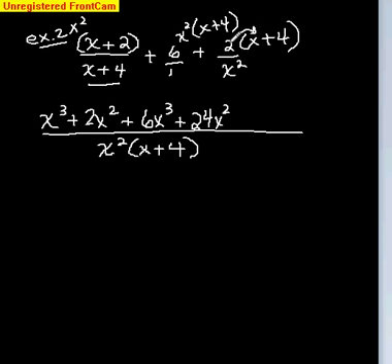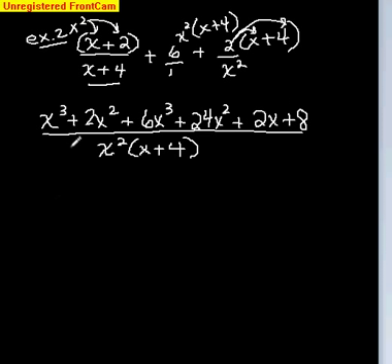We're going to take this times this and this times this. That's why I put the parentheses around there, so you remember to distribute. If you don't put the parentheses, your temptation will be just to take the x squared times the first one, or take the 6x squared times the first one, etc. So this is going to be plus 2x plus 8.